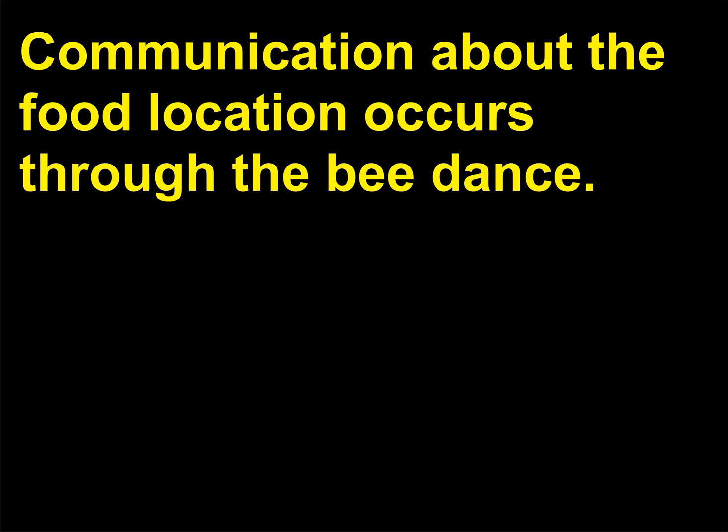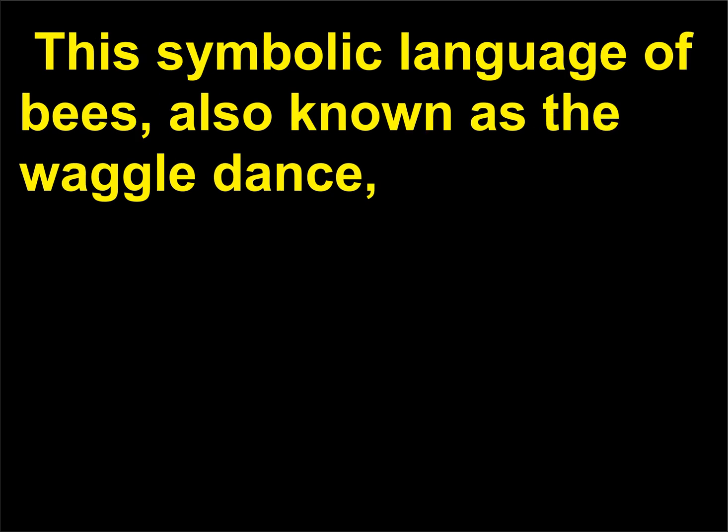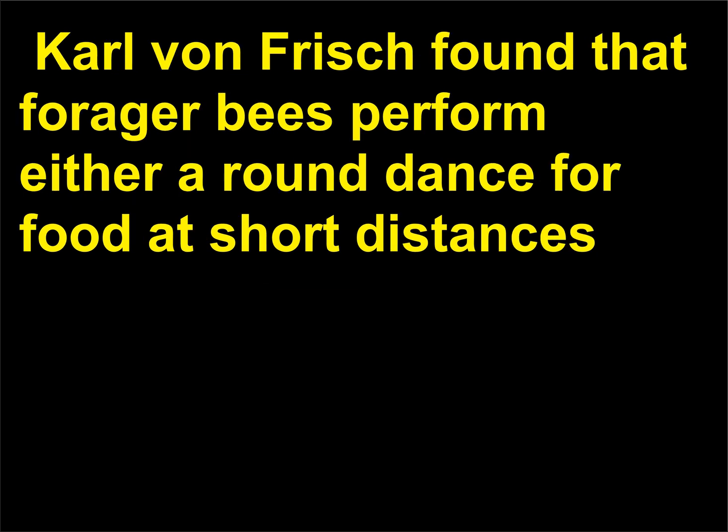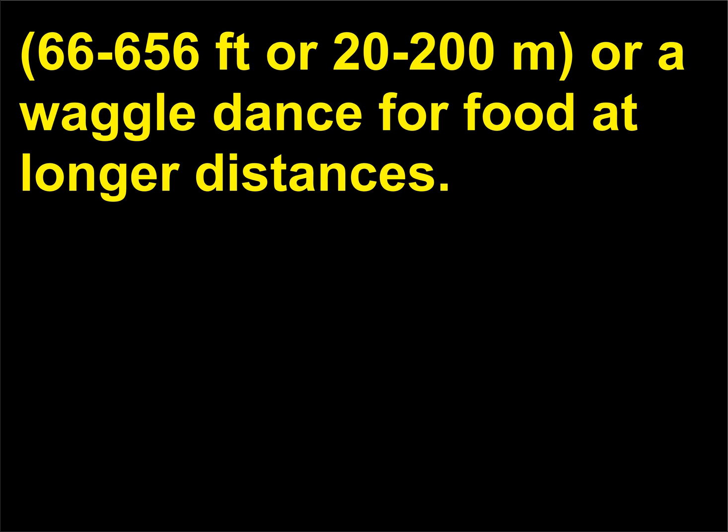Communication about the food location occurs through the bee dance. This symbolic language of bees, also known as the waggle dance, is the most complex of all non-human communication systems. By placing sources of food at varying distances and angles from the hives, Carl von Frisch found that forager bees perform either a round dance for food at short distances, 66 to 656 feet or 20 to 200 m, or a waggle dance for food at longer distances.